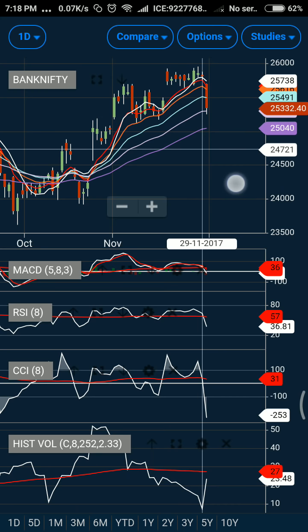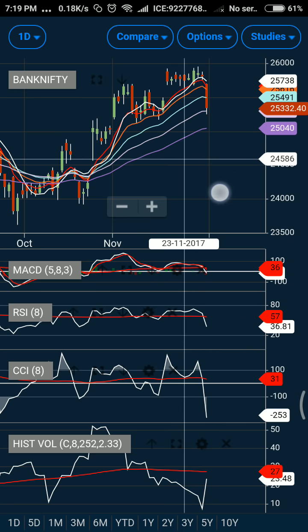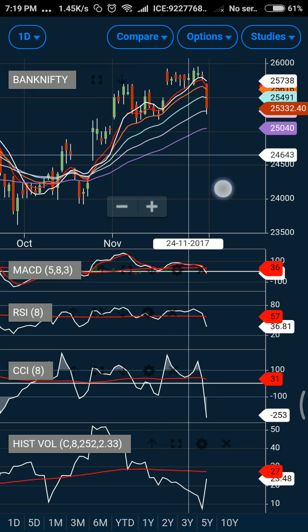So MACD is also trading below its 55 days exponential average. RSI has also broken, and CCI has also gone to the extreme zone. Volatility has increased, and as you can see, there is some sort of room as well for the volatility to increase further. And if at all that happens, you can expect a target of 25,040.